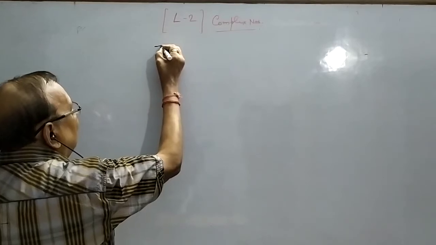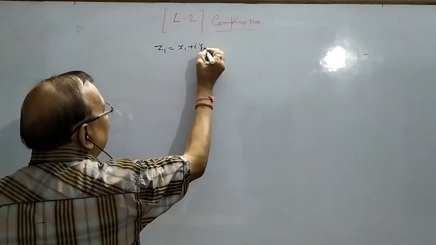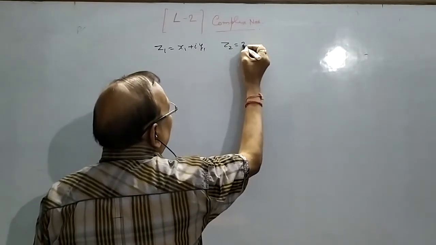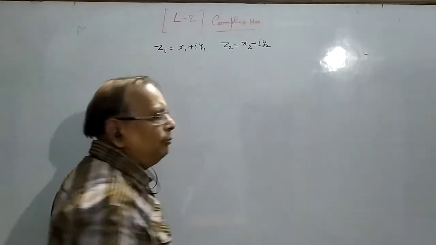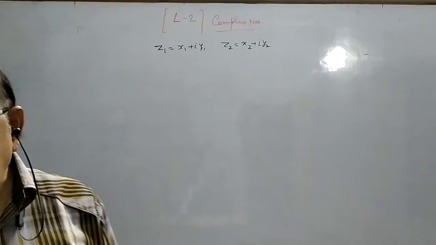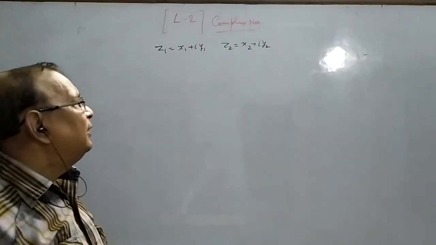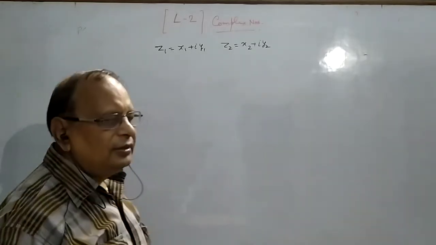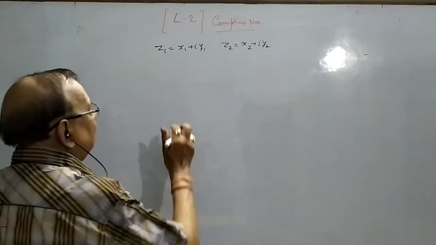Say again, z1 is equal to x1 plus i y1 and z2 is equal to x2 plus i y2. In general, I am not going to describe z1 and z2 again and again. When I write z1 that means this, and z2 is equal to this, that is conventional, if data are not given.